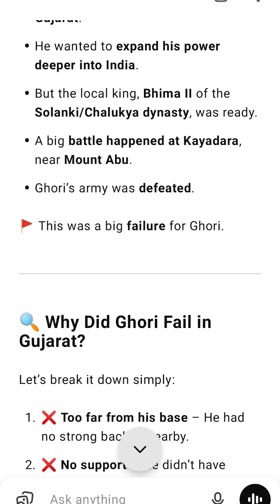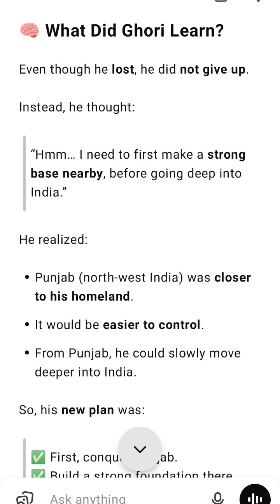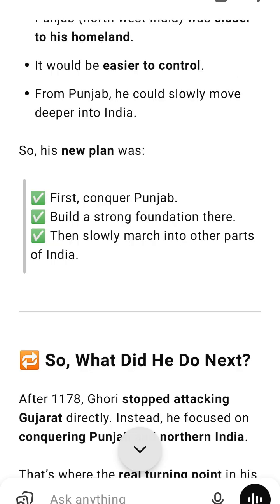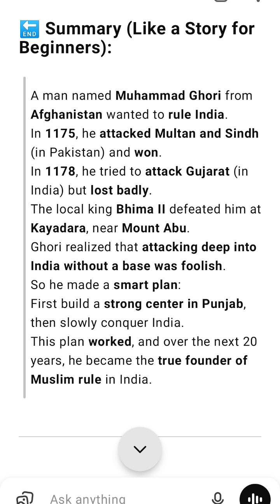So he changed his plan. First, he would conquer Punjab, a nearby area easier to reach and control. Then he would build a strong foundation there. From Punjab, he could slowly move into India, step by step. This new plan would eventually succeed, leading to battles like Tarain, the rise of the Delhi Sultanate, and Muslim rule that lasted for centuries. End summary.